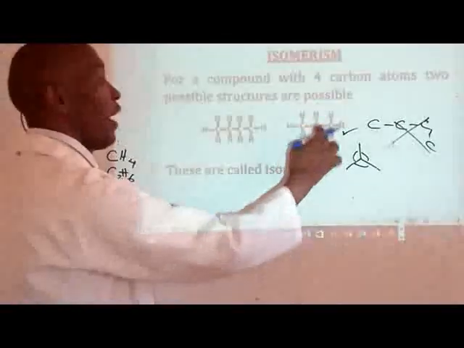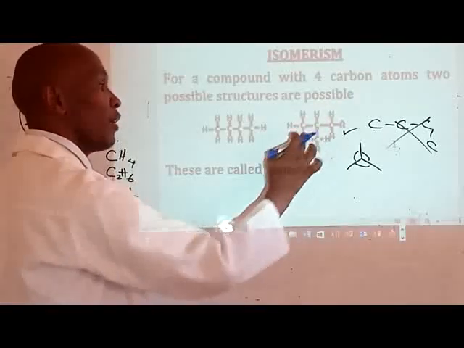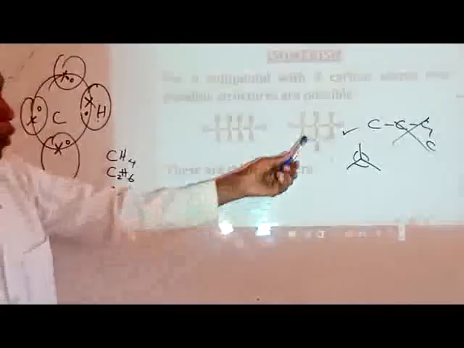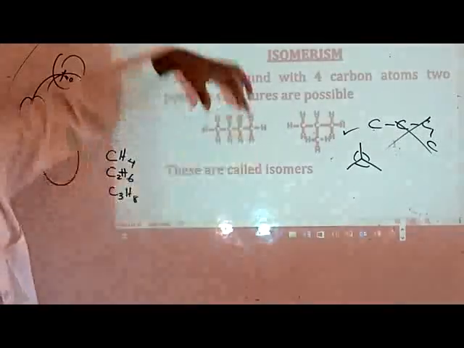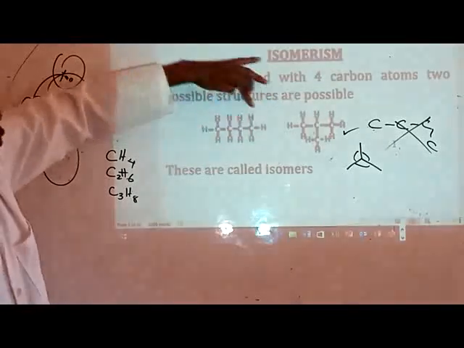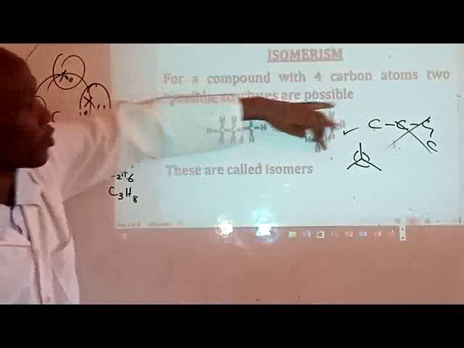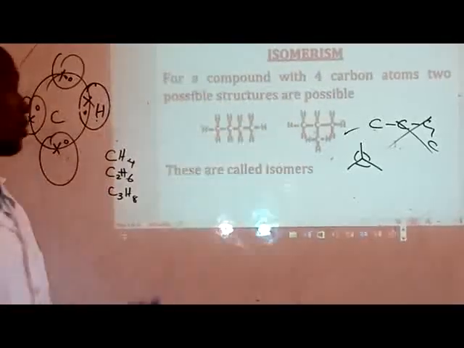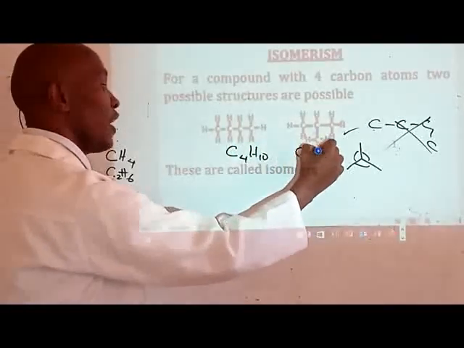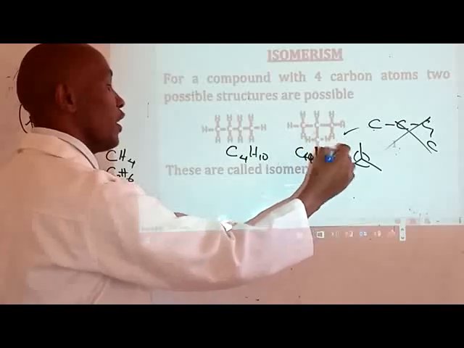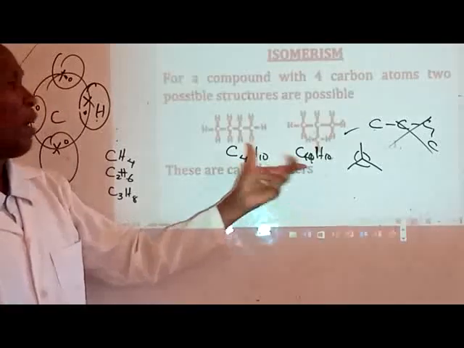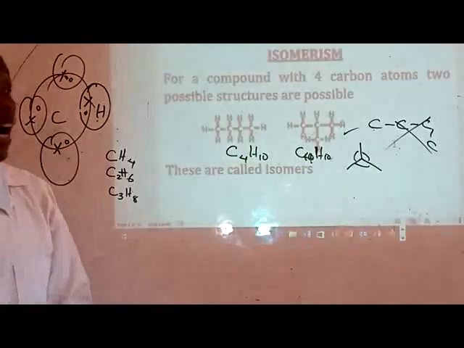I can put the carbon on the second carbon atom, and then I put the hydrogen. Now, what will these compounds have in common? They will have the same number of carbon atoms, of course, and the same number of hydrogen atoms. You can convince yourself that this compound has 10 hydrogen atoms. So the molecular formula of this will be C4H10. The molecular formula of that will be C4H10. So the two have the same molecular formula, but their structural formulae are different.